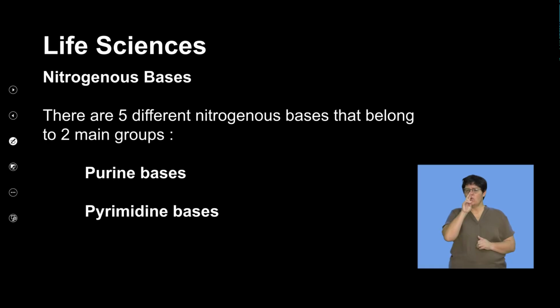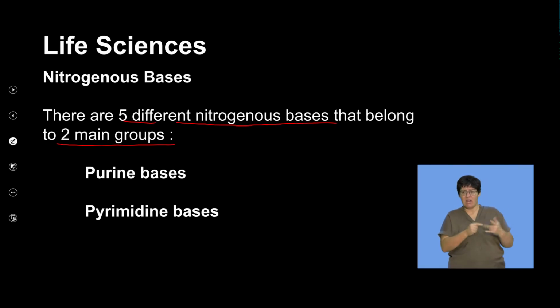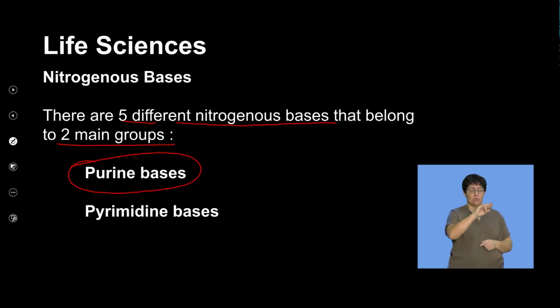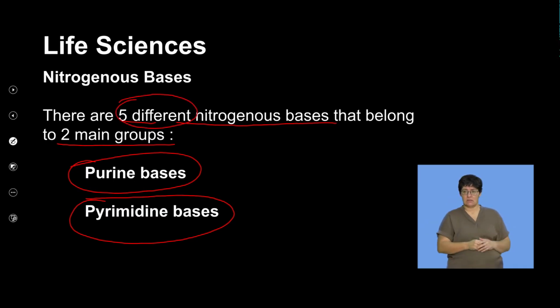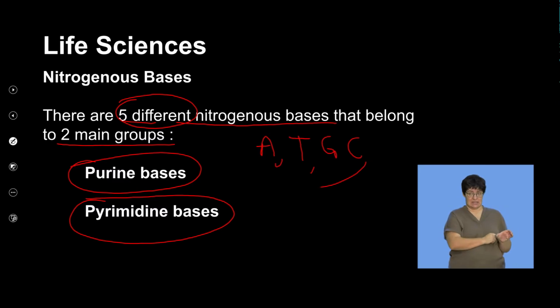However, when we look at this, there are 5 different nitrogenous bases that belong to 2 main groups. Okay? The 2 main groups that we talk about, these families, are the purine bases and the pyrimidine bases. So these 5 different nitrogen bases, which I'm going to illustrate in the next slide. So we've got adenine, thymine, guanine, and cytosine. These, and in addition to that, uracil, belong to 2 major groups. Let's try and look at the next slide.